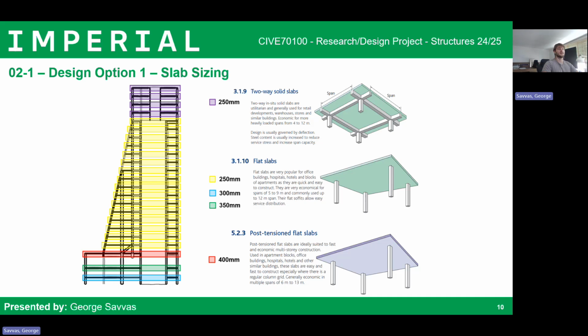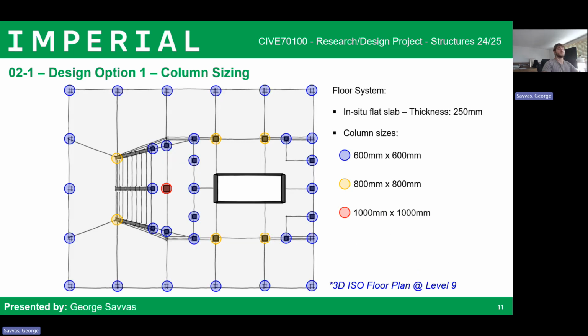Starting with slabs, levels 0 and 1 were designed as 300 and 350 mil flat slabs respectively. Level 2 was a 400 mil post-tension slab. From levels 3 to 18, 250 mil flat slabs were used, and from levels 18 to 22, 250 mil solid beam slabs were adopted. Moving on to columns, three different sizes of columns were adopted in the design, including 600 by 600, 800 by 800, and 1000 by 1000 rectangular column sections.